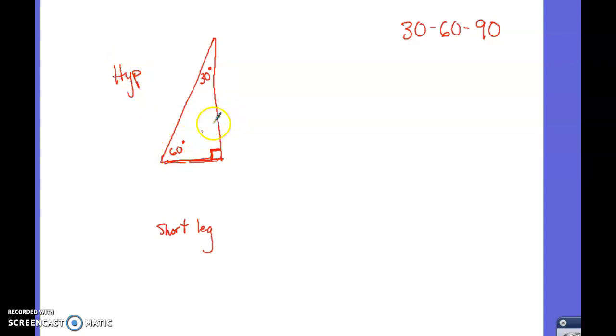So there's nothing to think about there. And across from that middle one, well, between the two legs, I guess I should remind you that the legs are on both sides of the right angle. So this is the leg and this is the leg. Well, between the two legs, across from the 60 is the longer leg.